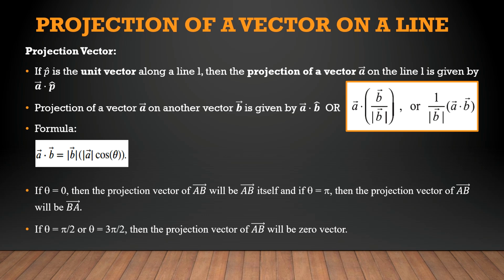Now some properties. Since we have the definition of A dot B as B into A cos theta, if your theta is 0, that means the projection of AB will be AB itself. And if it is pi, then the projection of AB will be BA, vector BA meaning in the opposite direction. If your angle between the vectors A and B is either pi by 2 or 3 pi by 2, then the projection will be the 0 vector.